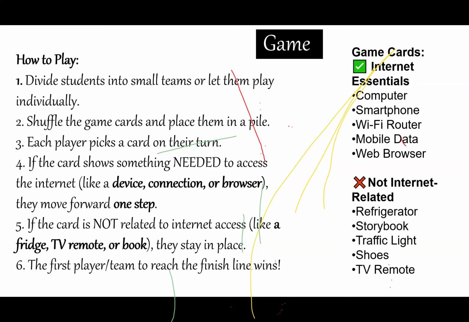the internet. So if on your screen you see the first ones with the tick, those are things needed to access the internet, and the ones that are down there, those are the things that are not needed to access the internet. So that's just sorting.